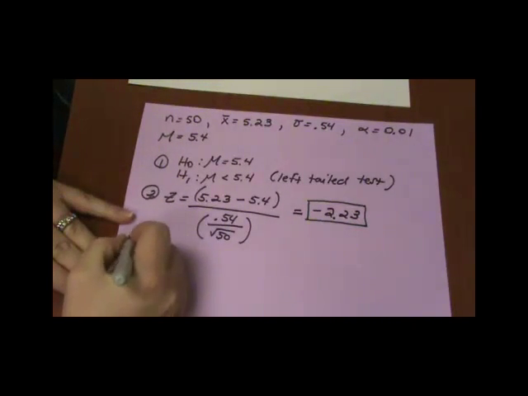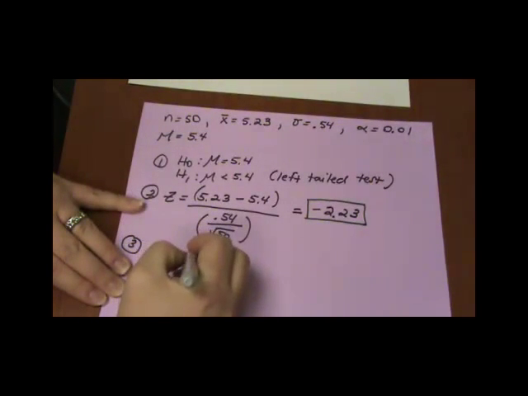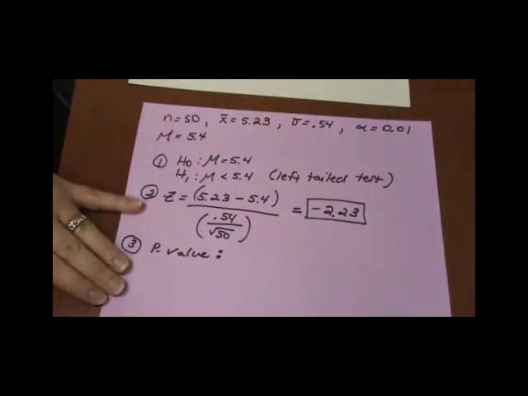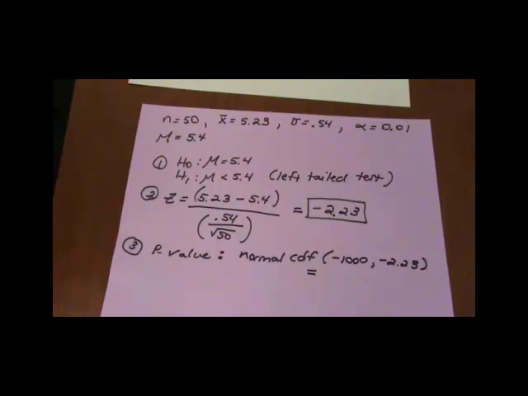Okay, step 3, we are going to figure out which method we're going to use, and I'm going to show you both. So I'm going to start with the p-value. Now, since this is a left-tailed test, I'm going to do normal CDF, negative 1,000 to negative 2.23. This is going to give me my p-value. Notice I did CDF because it's a cumulative approach. We don't do normal PDF. So normal CDF, negative 1,000, comma, negative 2.23.